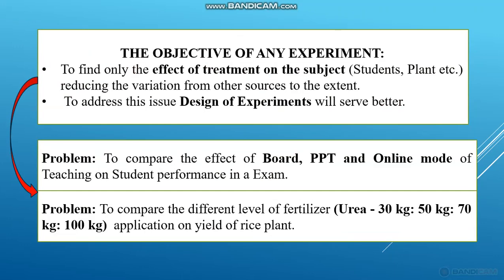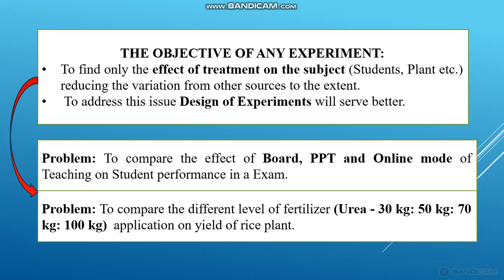Our objective of the experiment is to find only the effect of treatment on the subject, by reducing the variation from all other sources. So we want to reduce the variation in any experiment. To address this issue we are going for design of experiments.